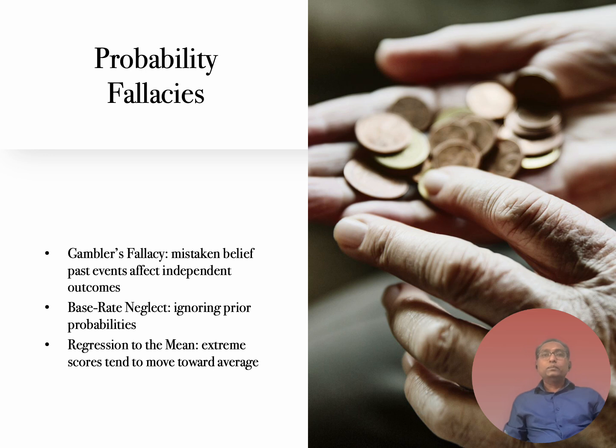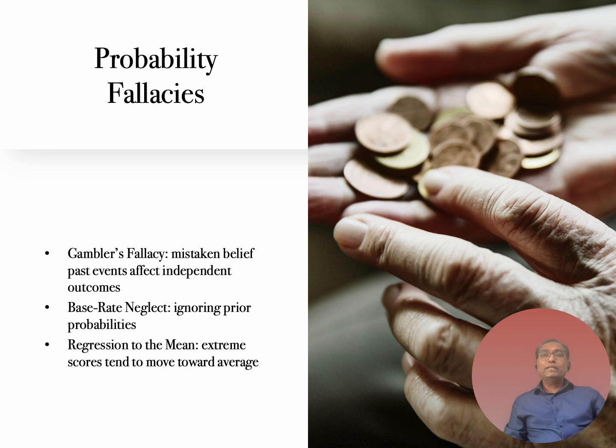So let's look at some fallacies of probability. There are several classic fallacies to watch out for, but let's look at some classic ones. Gambler's fallacy is believing that after a long run of reds on the roulette wheel, black is due. In reality, each spin is independent and equally likely.